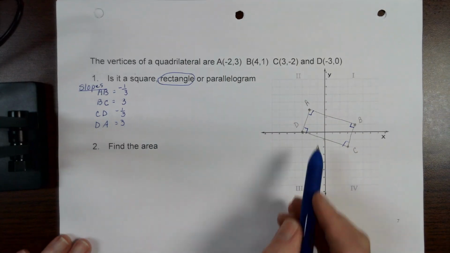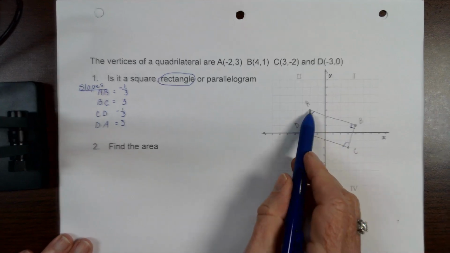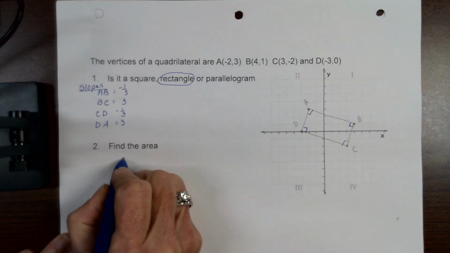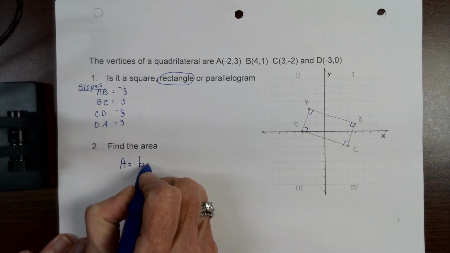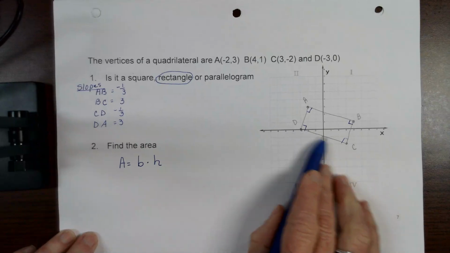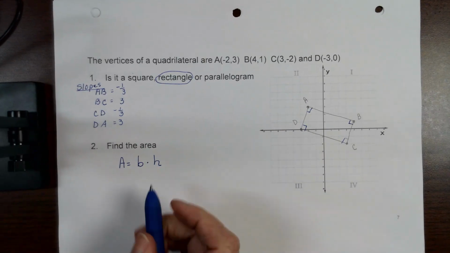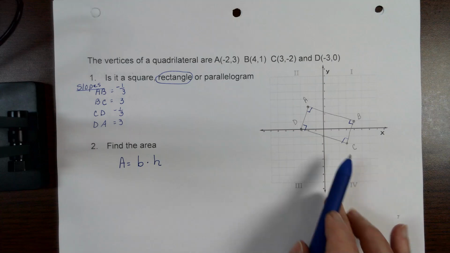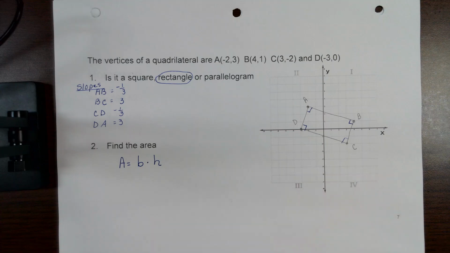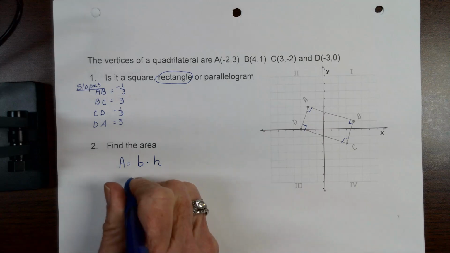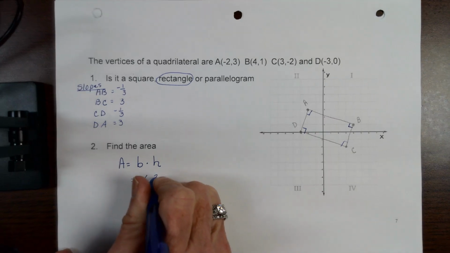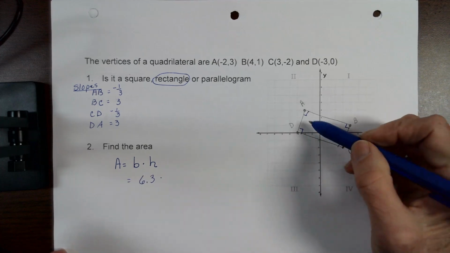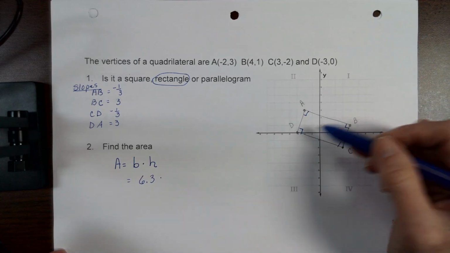To find the area of this rectangle, I'm going to have to use the distance formula. So area, if you will, is the base times the height. The base is going to be the distance from D to C. So I'm going to go to Programs, I'm going to go to Distance, and I'm going to put in D, -3, 0, and I'm going to put in C, which is 3, -2, and I find that the base is approximately 3.2.